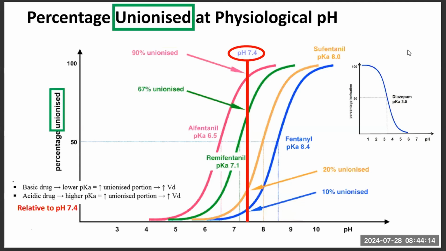In the viva, sometimes the examiner puts here ionized instead of unionized. Then the shape becomes that. Understand? That means these are bases. Alfentanil, all these narcotics are bases. So the shape is like that. It is unionized. If you change it to percentage ionized for bases, it will be this way.